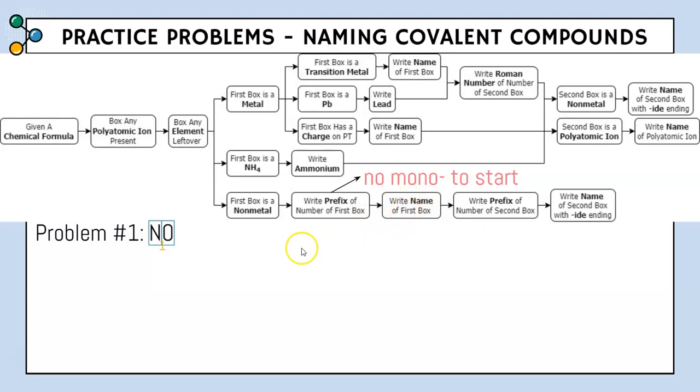So we're just going to write the name of the first box. First box we have is nitrogen. Now we're going to write the prefix of the number of our second box. Looking at our second box, again, there's no number after it, so that number is going to be 1. Prefix for 1 is mono. And we only use mono for our second box, so we have to write mono now. Then we're going to write the name of our second box with an ide ending, like we did last time. Our second box is oxygen, but oxygen is going to become oxide. So we have nitrogen monoxide. We're not going to have the double O here, so we combine the last O from mono and the O from oxide into one O, just to be grammatically correct.